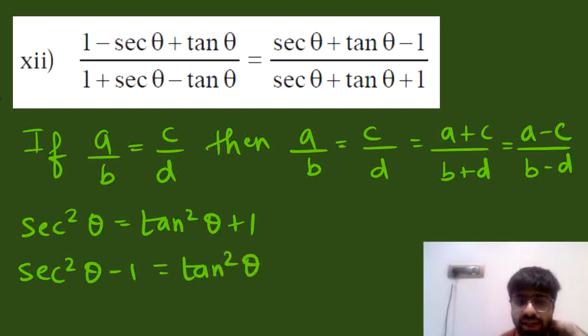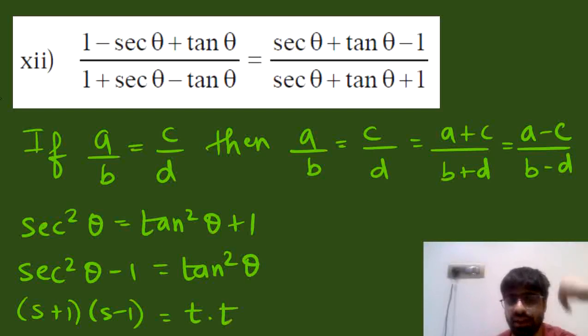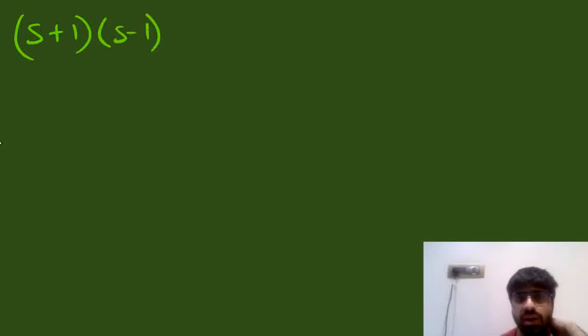And now you can say that sec square theta minus 1 is like a square minus b square. So write it as sec theta plus 1 into sec theta minus 1 is equal to tan square theta, which would be tan theta into tan theta. Let's just write down that result again on a separate page. So sec theta plus 1 into sec theta minus 1, that was equal to tan theta into tan theta.